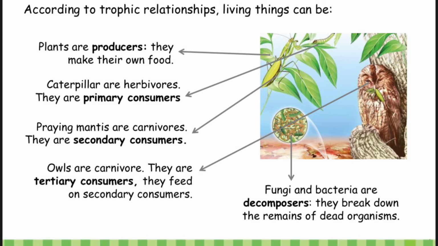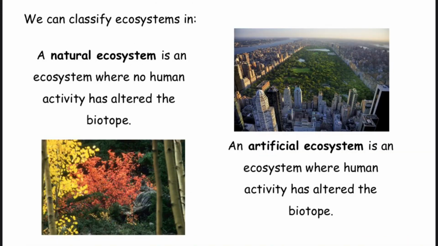Fungi and bacteria are decomposers. They break down the remains of dead organisms. The classification of ecosystems. We can classify ecosystems in: a natural ecosystem is an ecosystem where no human activity has altered the biotope. An artificial ecosystem is an ecosystem where human activity has altered the biotope.